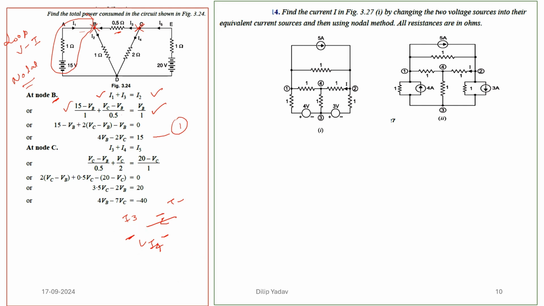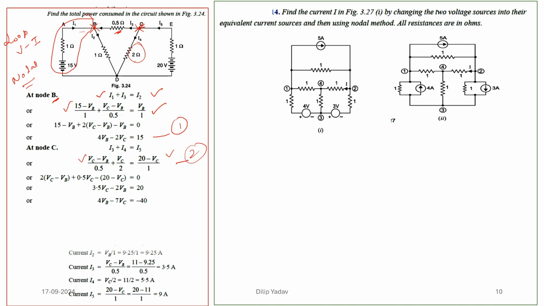Now I need to find the equation using the convention that we have taken. As we said, this is the direction of the current, that means VC minus VB divided by 0.5. Then VC divided by 2, since there is no voltage source, and then in the opposite direction it will be 20 minus VC divided by 1. So this will be the second equation we have obtained.